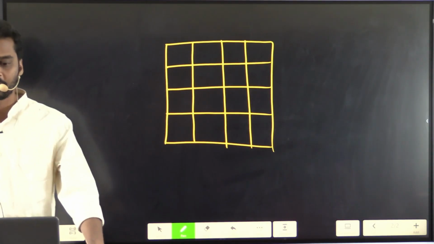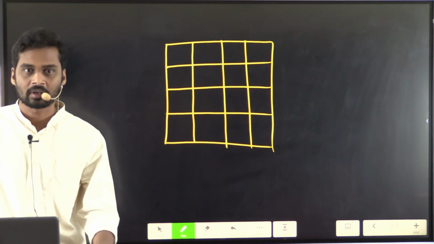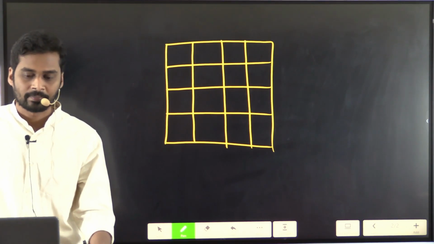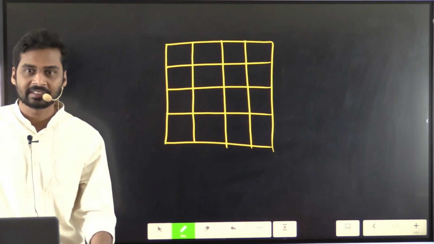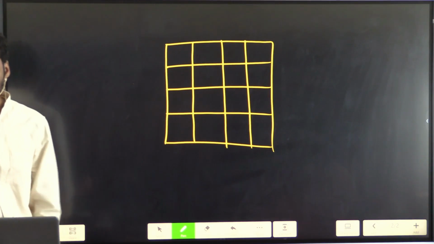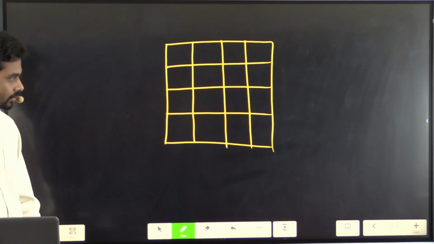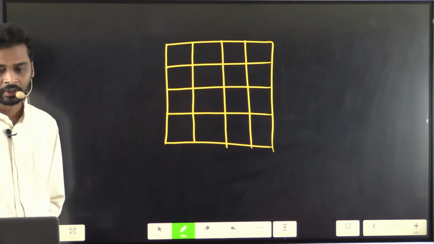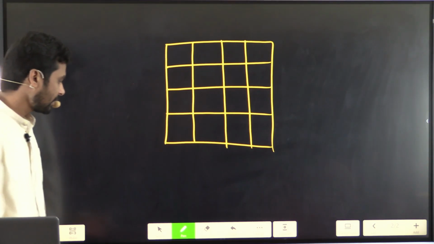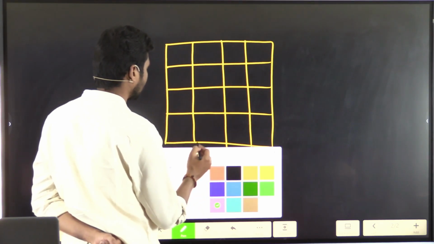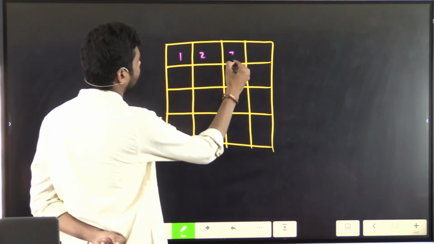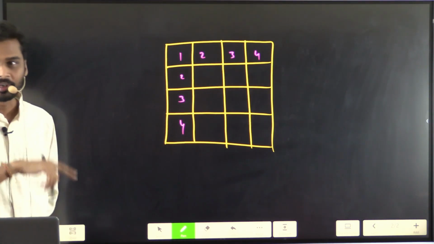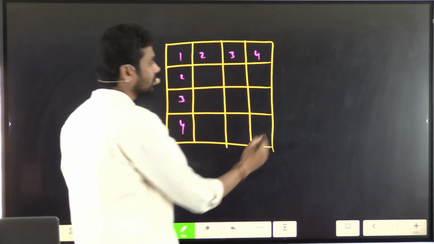Count the number of squares in this figure. How many squares are there in this figure? See how many boxes we have horizontally and how many vertically. Horizontally we have 4 boxes, and vertically also we have 4 boxes: 1, 2, 3, 4. Horizontally and vertically we have an equal number of boxes. So find out the number of squares.